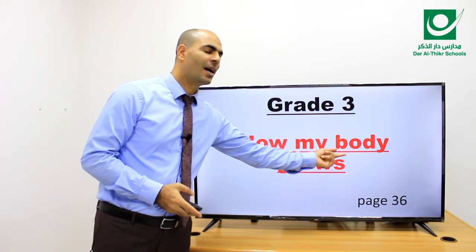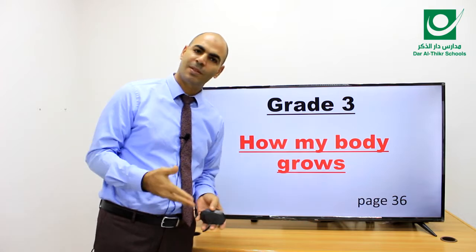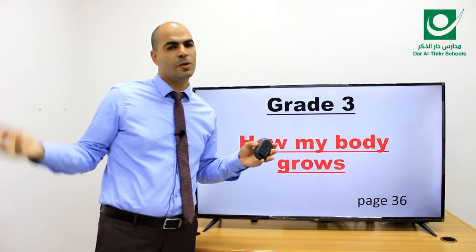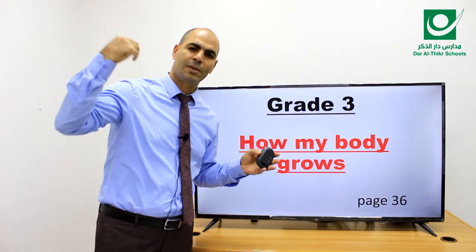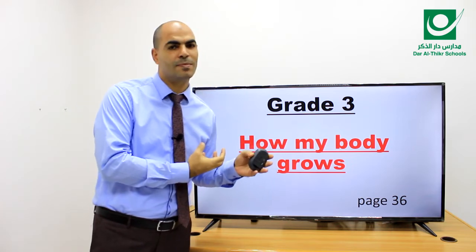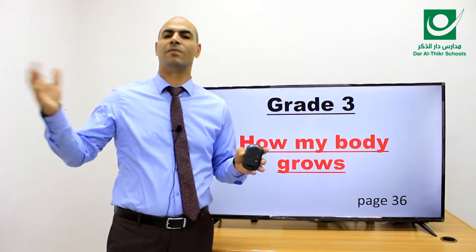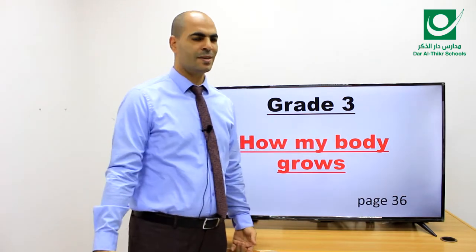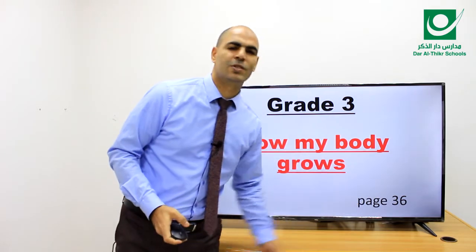Today we start a new topic. It's about our body. If you remember, we finished talking about animals that live in hot places, animals that live in cold places, and the next lesson was about animals which lay eggs, and we call them oviparous, and animals that give birth, and we call them viviparous. Today we'll talk about our body, how our body grows. It's on page 36.